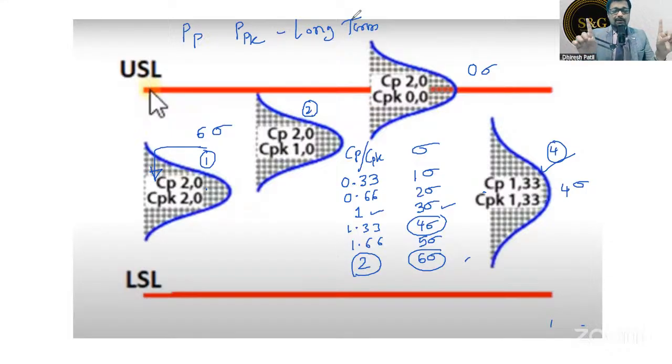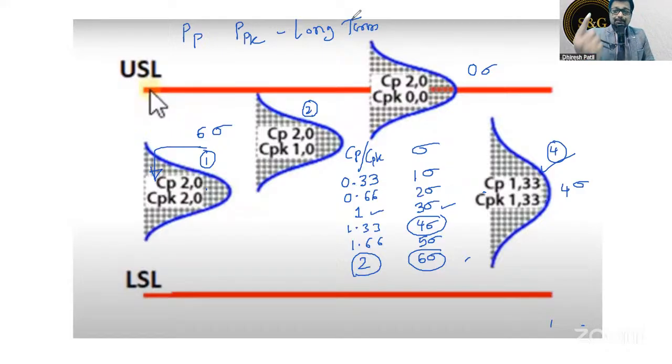Sample and population, everybody knows, correct? Sample is a small representation of the population. Like I always say, SNG has 10,000 students. So let's say we have 100 people in the room. That is a sample of the complete population, correct? So let's say the average height of the current 100 students will be representative of the 10,000 students, correct? Similarly, we take a small sample and we calculate Cp-Cpk out of it.